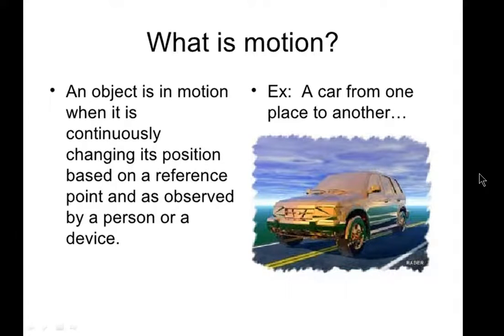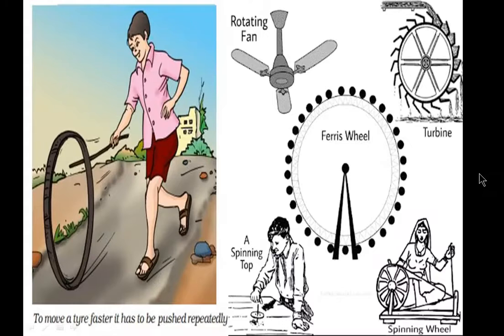A car goes from one place to another, that means the position changes continuously, that is known as motion. And another example is also there. While waiting for a bus at a bus stop, other vehicles appear to be in a state of motion. So here was the definition of motion. You can see the example here, many examples are there.